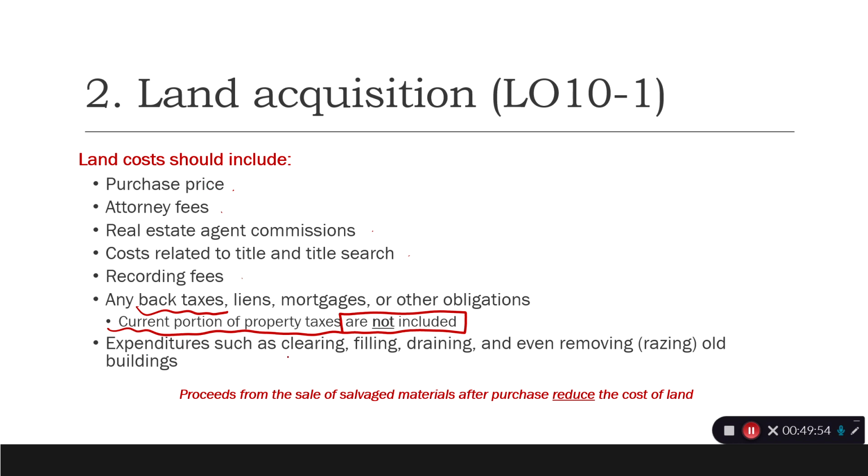And expenditures such as clearing, filling, draining, and even removing or razing the old building are included. However, the proceeds from salvage material after purchase can reduce the cost of land.